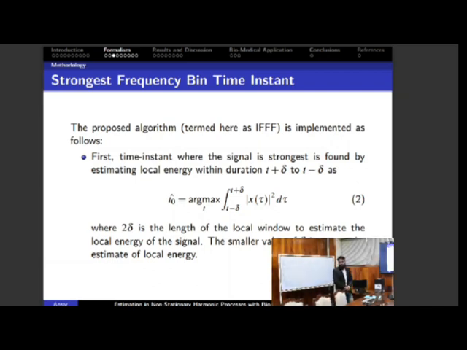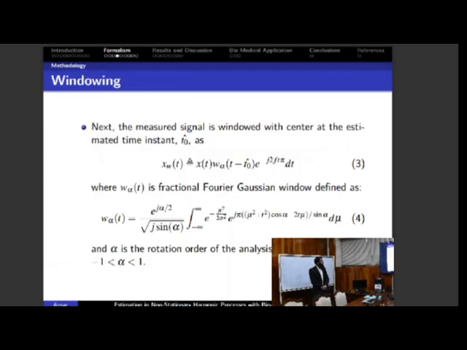We will say that time instant is t naught hat, and here delta represents the window length. 2 delta is the length of the local window to estimate the local energy of the signal. The smaller value of delta improves the estimate of the local energy because we will find the energies in some small chunks. Then after getting the t naught, where we have a maximum energy, we will apply the window and we will get a windowed signal.